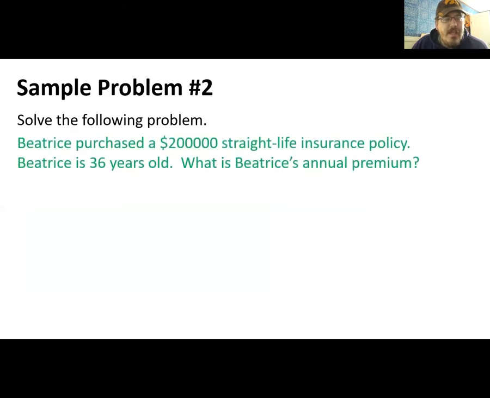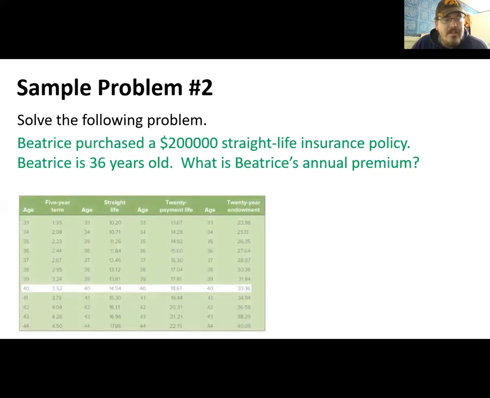Okay, this time Beatrice is going to purchase $200,000, but she wants a straight life insurance policy. Again, a different type of situation. A straight life policy earns you cash value that you could get back out of the account if you ever decide to terminate the policy. Unlike a term policy where you have no cash value built up, a straight life gives you that option. Beatrice is 36 years old. What's her annual premium? So again, we want to go to our table.